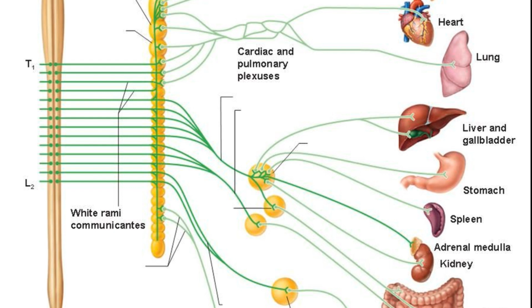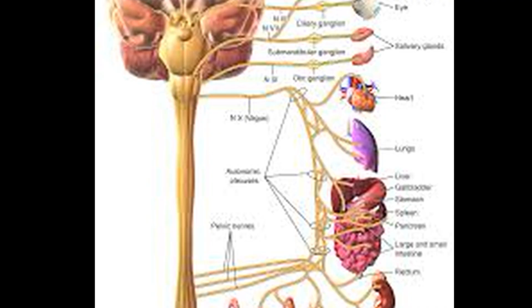Preganglionic neurons, which originate in the central nervous system, are integral to the functioning of the ANS. In the sympathetic nervous system, these neurons come from spinal cord segments T1 to L3, also known as the thoracolumbar region. For the parasympathetic nervous system, they originate in the nuclei of cranial nerves and spinal cord segments S2 to S4, the craniosacral region.